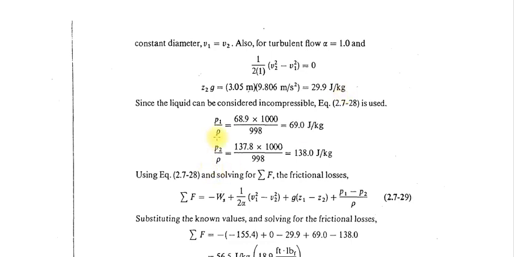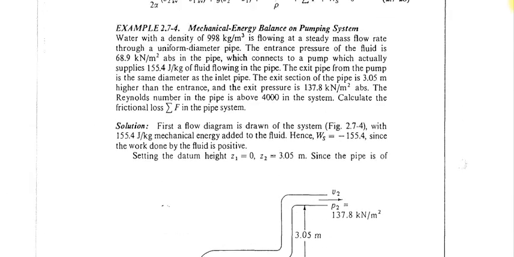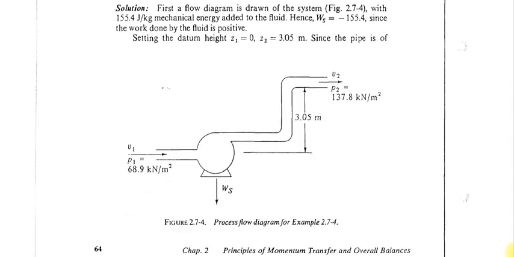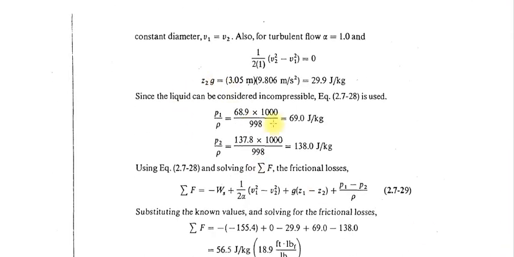Now the pressure energy is given as P2 minus P1 divided by rho. The P1 value is given and the P2 value is given, and rho is the density. So you can calculate the requirement of pressure energy. What are the units here? Density is in kg per meter cube and pressure is given in kilonewton per meter square. So you have to convert kilonewton per meter square to newton per meter square. That's why here you multiply by 1000, converting the pressure to newton per meter square.